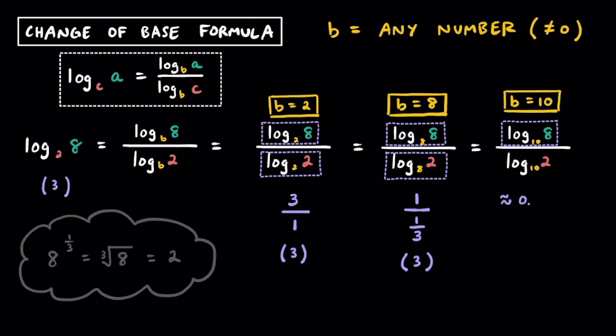Plugging this into a calculator, log base 10 of 8 is approximately 0.9031, and plugging in log base 10 of 2, or just log of 2, into the calculator, we get about 0.3010. Even though we have these rounded decimals on top and bottom, hopefully you can see that the top decimal is about 3 times larger than the bottom decimal. While these are just 3 examples, you can choose any value for b as long as it's a positive value, and you will also get 3.